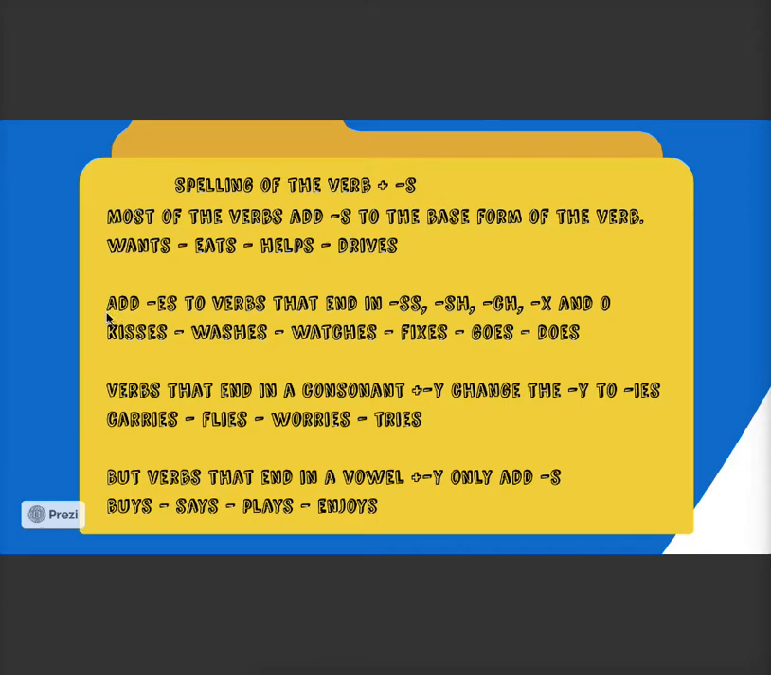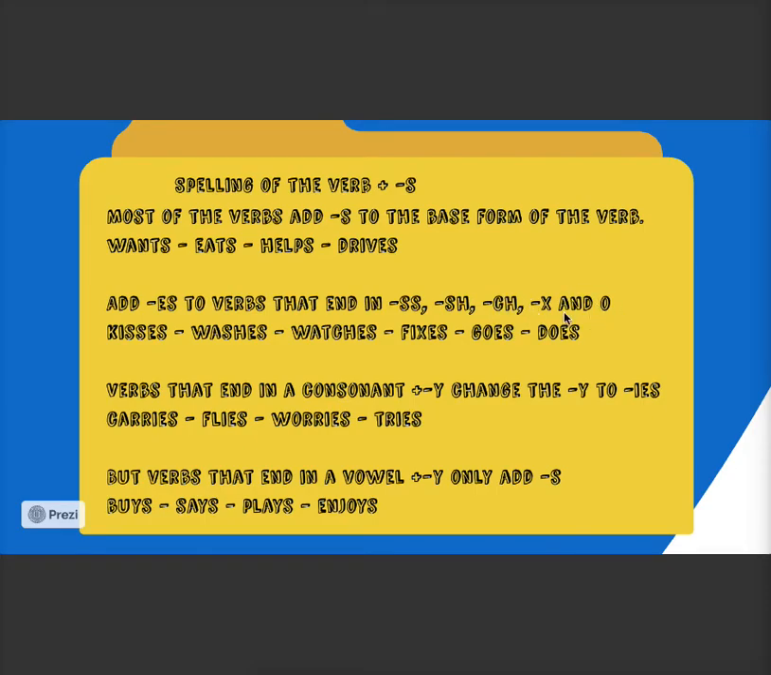Continue, Pachito. Add S to the verbs that end in S, SH, and X. And O. Okay, the idea. Says, watches, fixes, goes. Okay, the idea wasn't to say like shh. No, that was amazing. But with double S, with SH, with CH, and X or O.